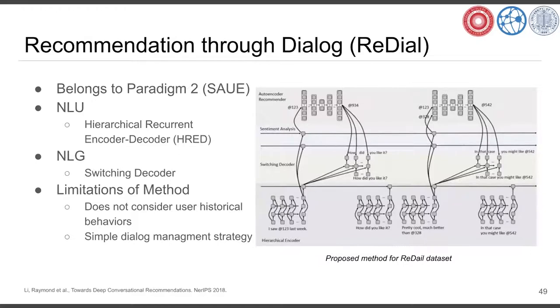According to the data set that Yikun introduced before, there's a very well-known data set, recommendation through dialog, called ReDial. In this paper, they also propose baseline methods, which modified a hierarchical recurrent encoder-decoder model. Since the data set belongs to paradigm two, which contains active user engagement, it could be regarded as a more natural simulation. But the baseline method still doesn't cover the user's historical behaviors, and the dialog state management strategy is simply realized by a pointer softmax function.